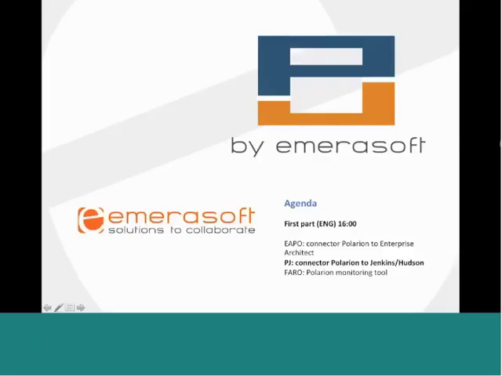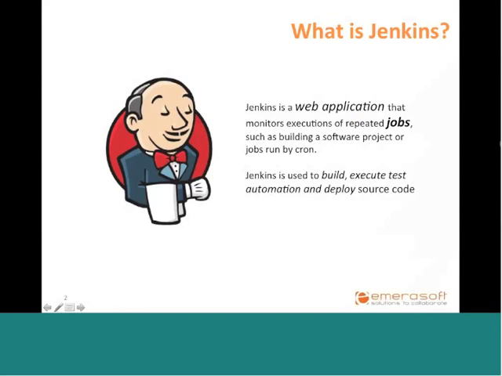So, first of all, what is Jenkins? Jenkins is a web application that monitors executions of repeated jobs. Jenkins is used to build, execute test automation, and deploy source code. A job is simply a set of operations to perform on a software project.